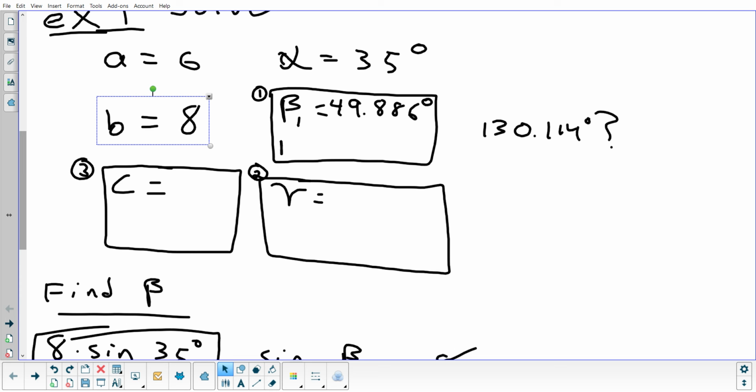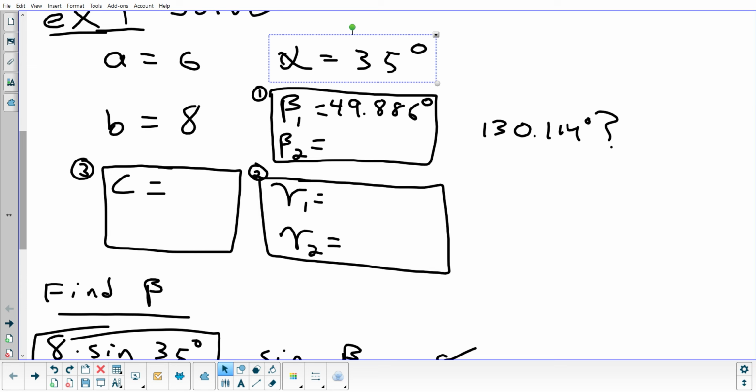So beta is going to have two answers. If beta has two answers, then everything you're solving for has two answers. Don't worry about A, B, or alpha. Those were given. Those are done. But gamma, we don't know, and it's going to have two answers. And C1 and C2, we don't know, and that's going to have two answers. So now we're solving for 6 things. Two of them are done.